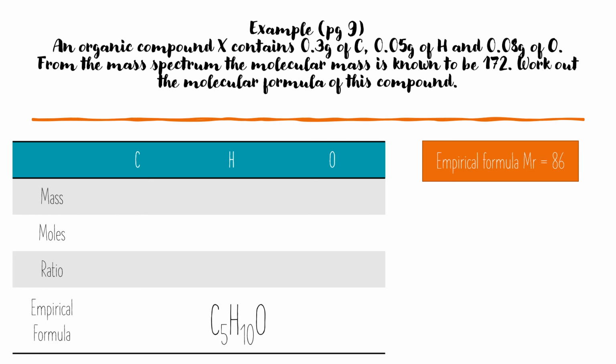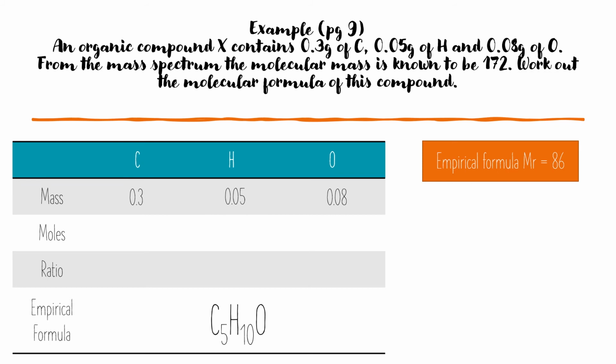Now, the first thing we will do is write down this table, or just the general format here to make your life easier. So I've got carbon, hydrogen, and oxygen in my top row, and I'm going to write down the mass of them next. The question tells me I've got 0.3 grams of carbon, 0.05 grams of hydrogen, and 0.08 grams of oxygen. We're working out the empirical formula here.